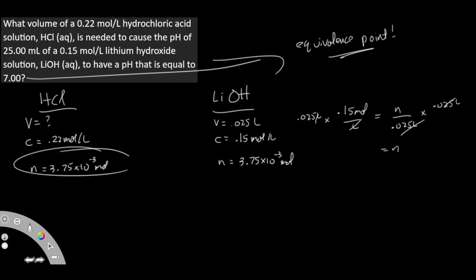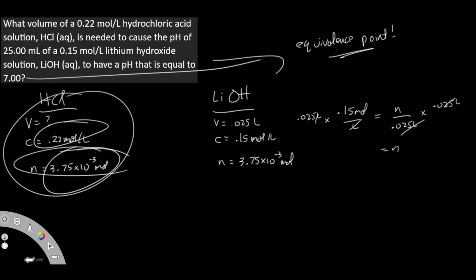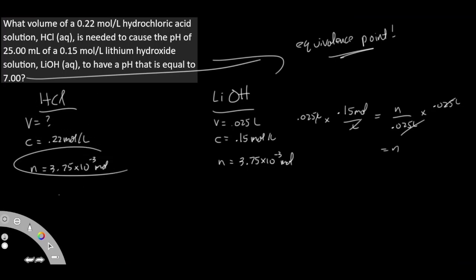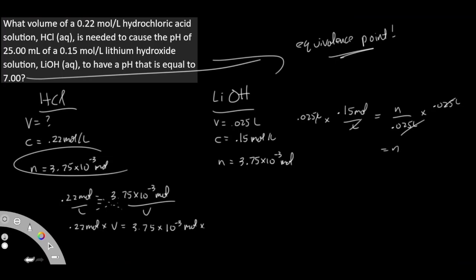Now, what is the question asking for? We just got to find our volume. So honestly, we have 2 out of the 3 values. So we could easily just plug them all into our equation. Okay, so C is equal to N over V. Right, so I'll just put 0.22 moles per liter is equal to N over V. That's this one over here. So obviously, cross multiply, end up getting 0.22 moles times our volume is equal to our 3.75 times 10 to the negative 3 moles times liter.